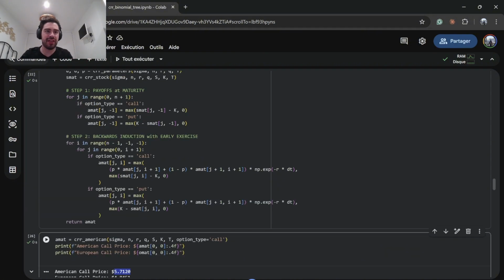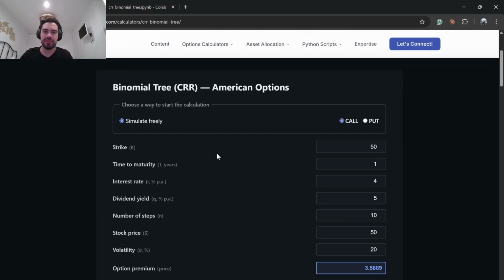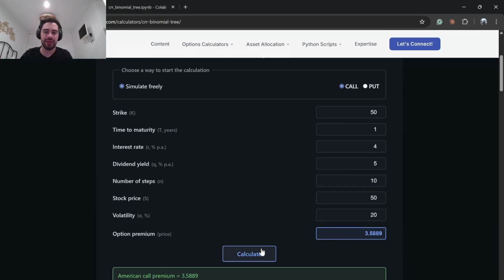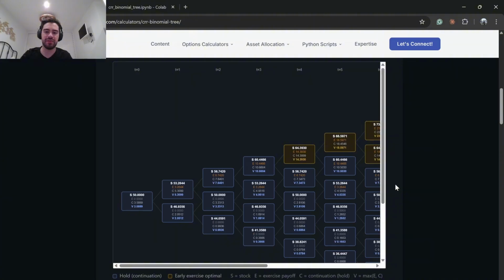And to visualize it, I have my calculator here, so let's do it. More or less the same parameters. I just changed the dividend yield and the interest rate to not be that large. We're going to start with 10 steps just to visualize the tree. And here you go, the tree. Instead of those ugly matrices, you can have it visual. It's possible to visualize the stock prices at each node and the call prices.